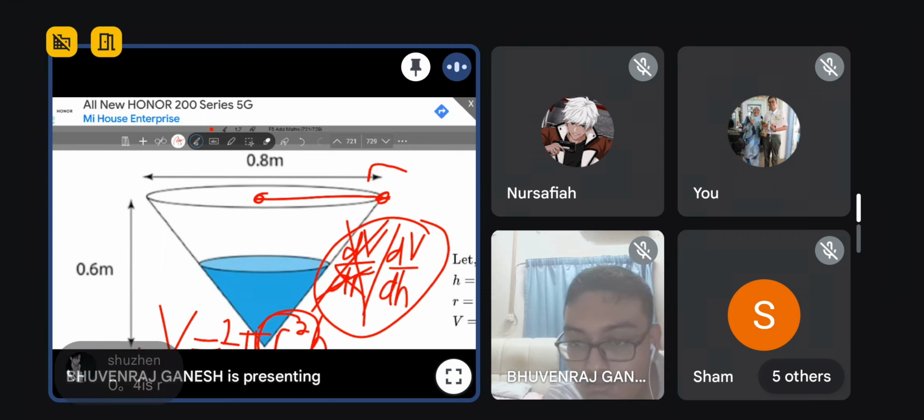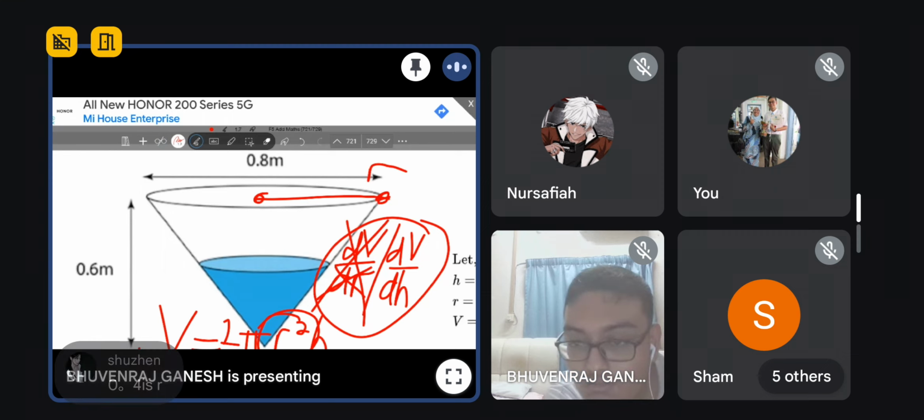Very good. We are actually trying to hapuskan R. We want to eliminate the R, guys. So means that you must have an equation R in term of H. Kamu tak boleh ada dalam sebutan R. If you have in term of R, how do you eliminate the R? Cannot. So that's why this one is wrong. So that's why we choose this one.